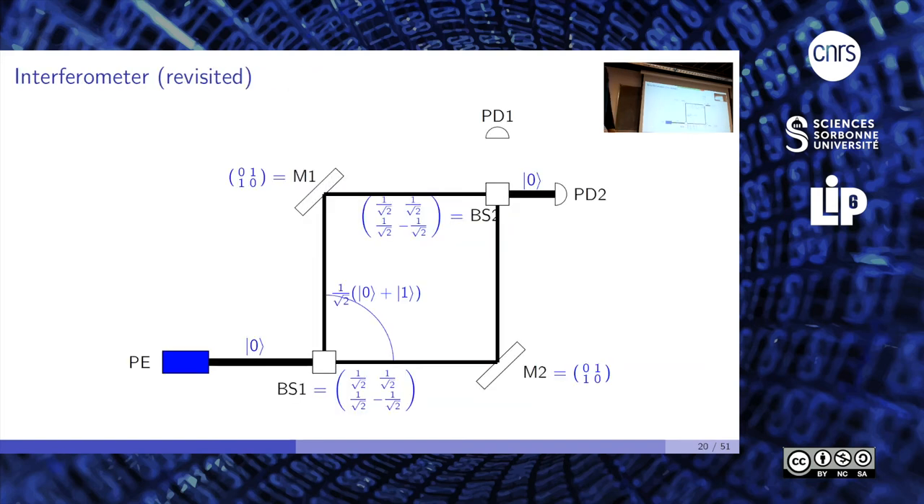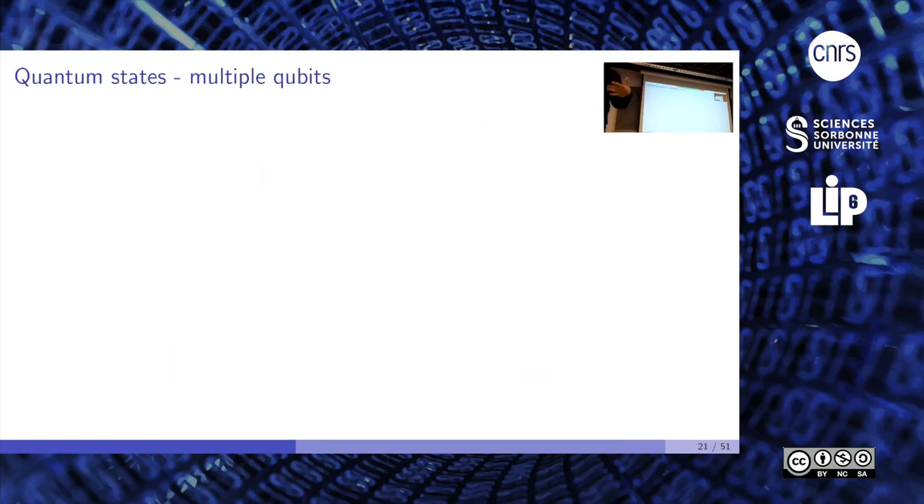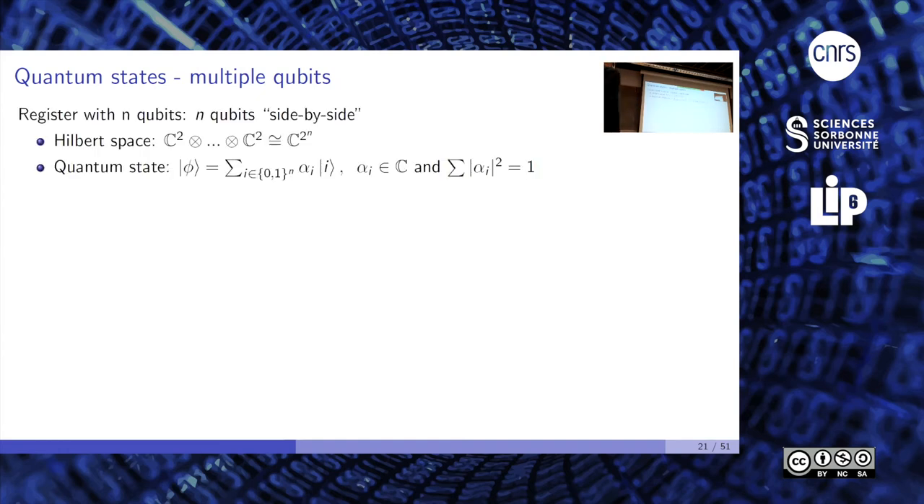Everything I've said so far is about one qubit, but with one qubit you cannot do anything, right? The important part is that you can have multiple qubits in parallel. Instead of having just one qubit, you can put a lot of them in parallel, and instead of this two-dimensional space, you have the tensor product of these two-dimensional spaces, which is equivalent to having a 2 to the n dimensional Hilbert space.